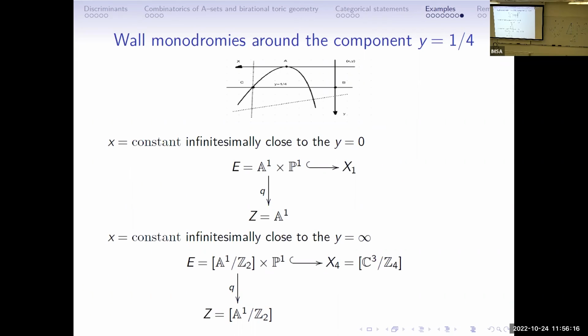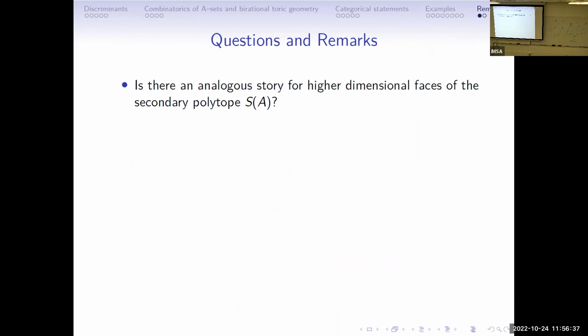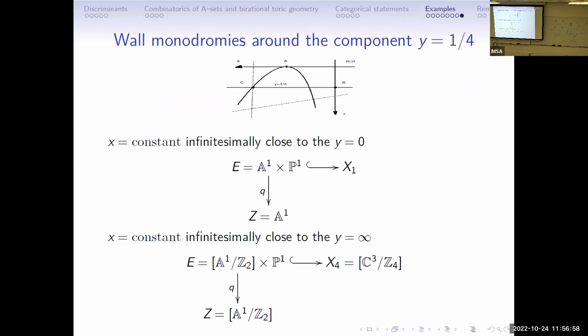So the geometric picture here captures, as I said, the combinatorics of these intersections, and there is some essential tool, as I said, these computations of the multiplicities. So, okay, so questions and remarks. So the main question for me, at least, in this story is there an analogous story for higher dimensional faces of the secondary polytope?